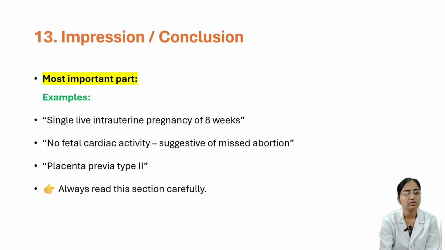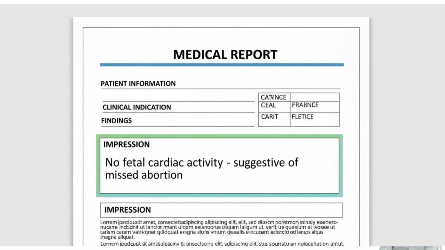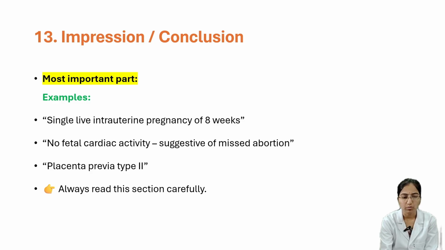Next, the impression, that is the conclusion, we'll see. This is the most important part. For example, single live intrauterine pregnancy of 8 weeks, and then no fetal cardiac activity suggestive of missed abortion, and then placenta previa type 2. Always read this section carefully.